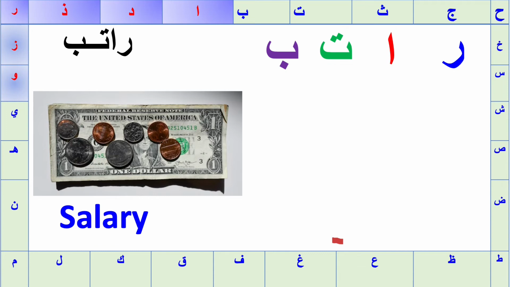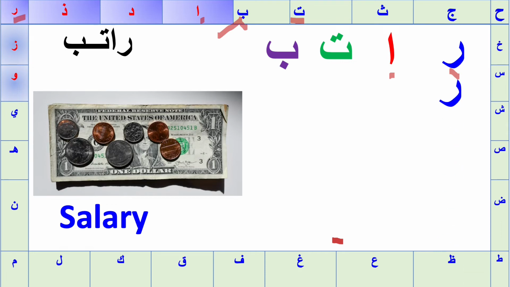Now we can tell clearly that the first letter belongs to the second group. Al-ra here is able to connect with the preceding letter only. Al-alif also belongs to the second group. It can only connect with the preceding letter, while the ta and the ba, the ta belongs to the first group. It can connect to both the preceding and the following letter. Similarly, the ba can connect to both preceding and following letter. Let's see how they connect.